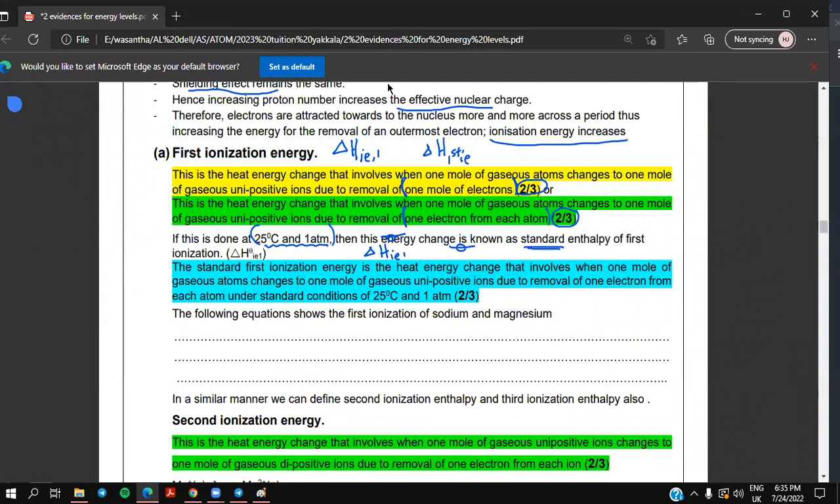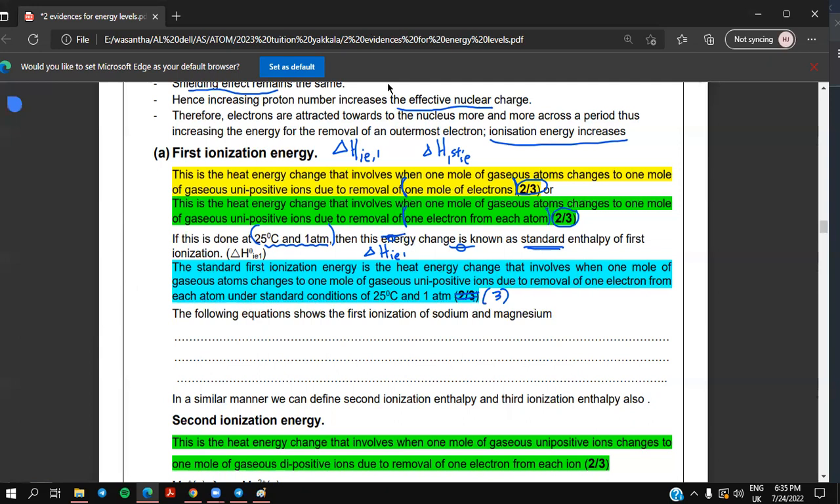So how can we define standard first ionization energy? The standard first ionization energy is a heat energy change that involves when 1 mole of gaseous atoms changes to 1 mole of gaseous unipositive ions due to removal of 1 electron from each atom under standard conditions of 25 degrees Celsius and 1 atm. For writing under standard conditions, you get some additional marks. I would rather say 3 marks at least. For the standard definition, you get 3 marks.